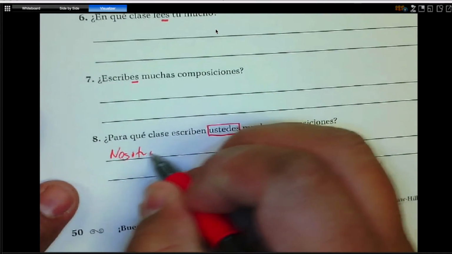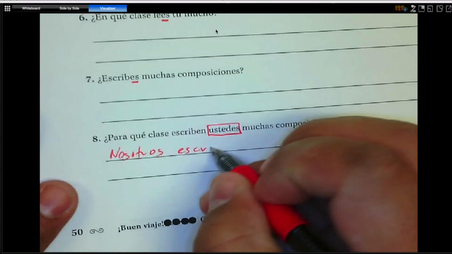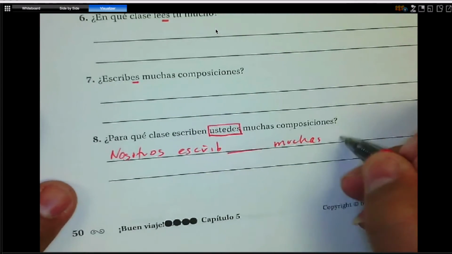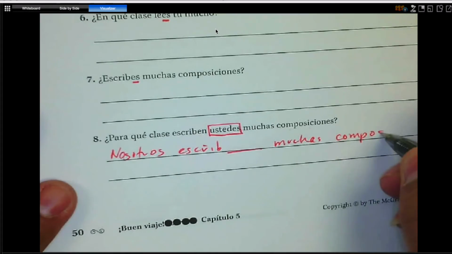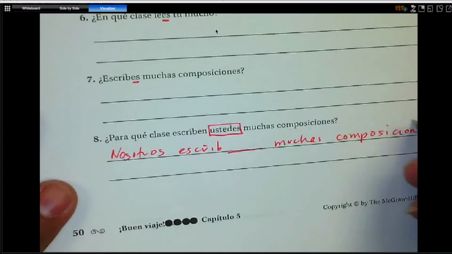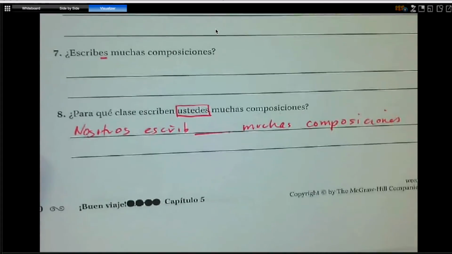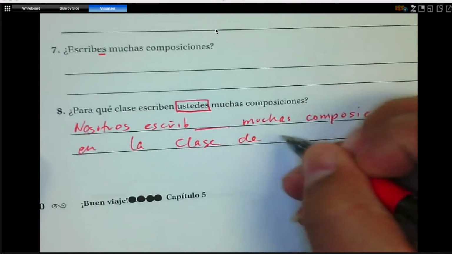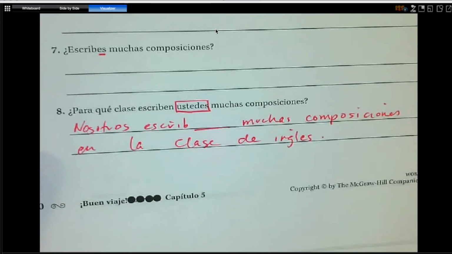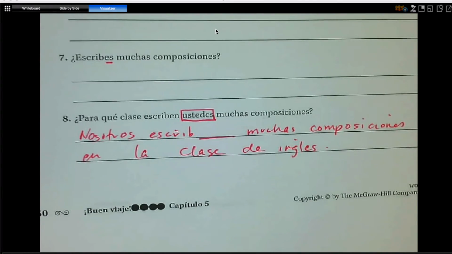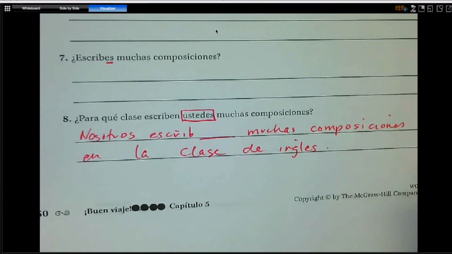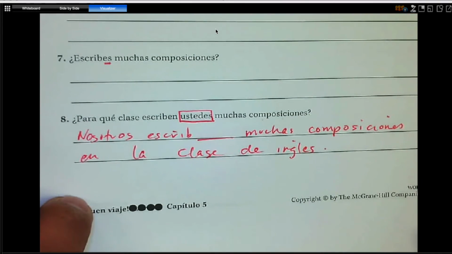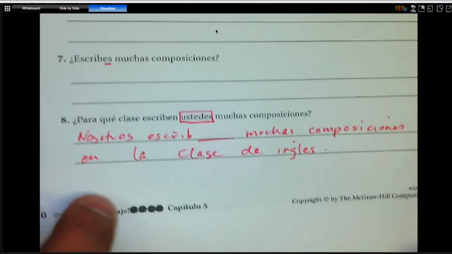nosotros escribimos muchas composiciones en la clase de inglés. Why? Because it's English class. All right, good. Push pause if you need more time. So you'll complete 3, 4, 5, 6, 7, and 8. Okay, if you paid attention to the lesson, I basically walk you through it.